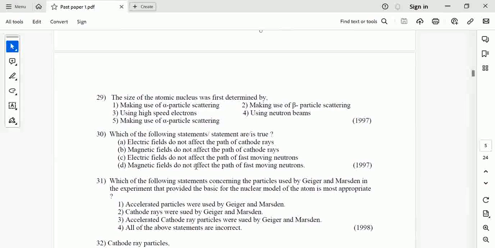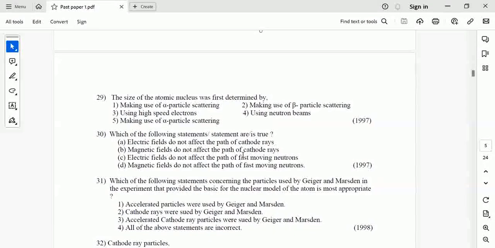Which of the following statements are true? Electric fields do not affect the path of cathode rays. Wrong. Cathode rays deviate towards the positive side. Magnetic fields do not affect the path of cathode rays. Wrong.